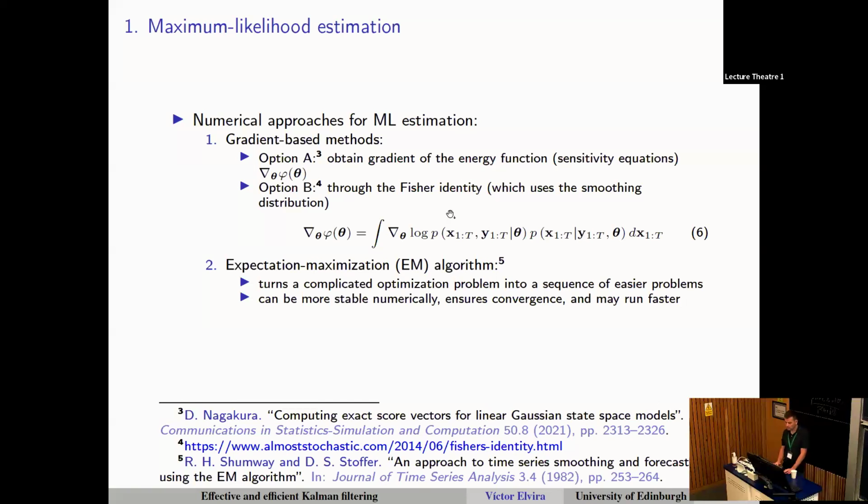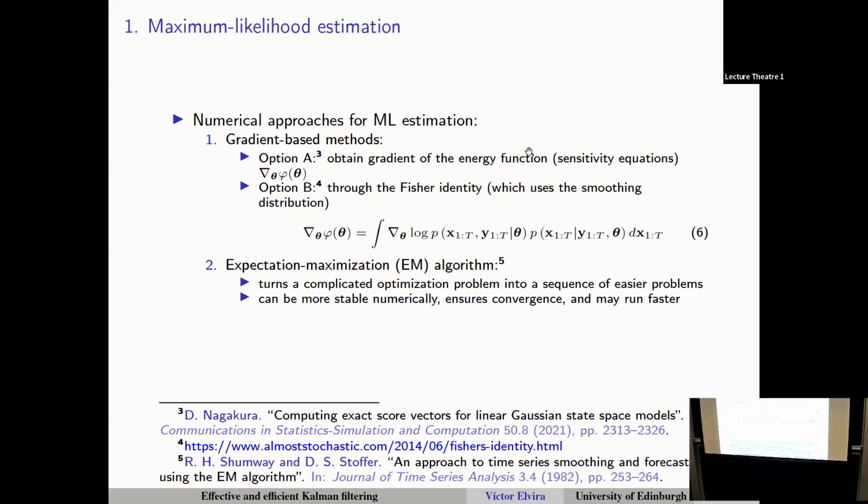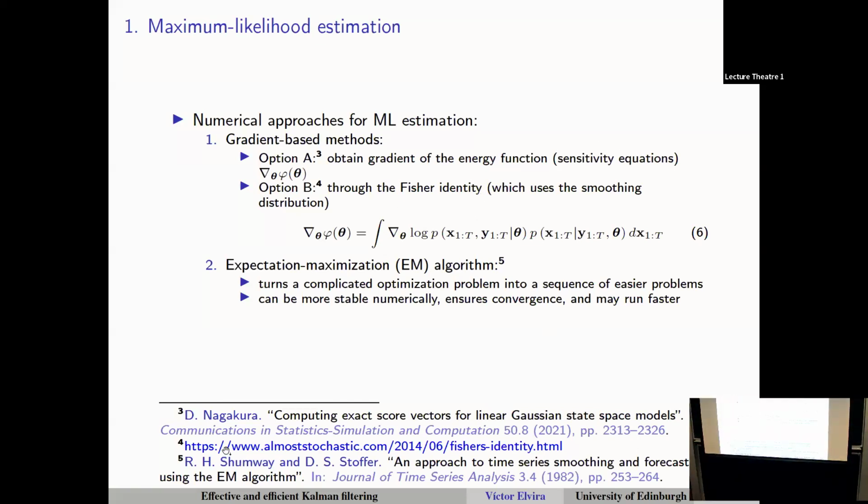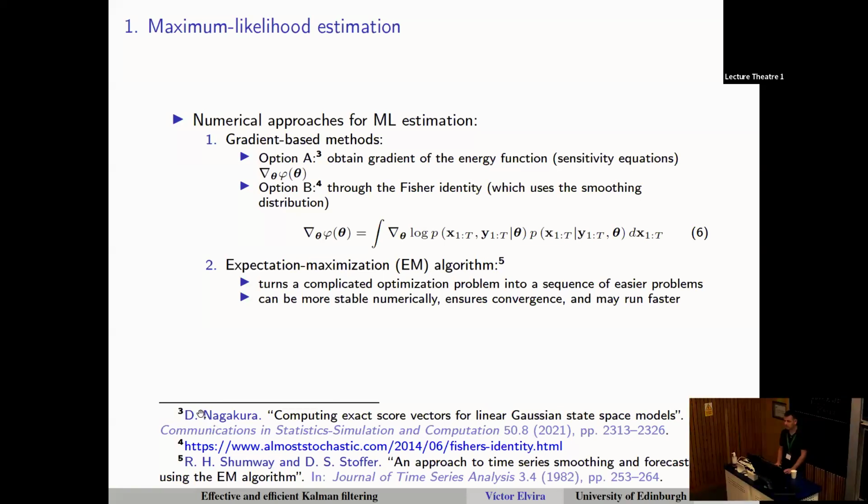Then there are two options. One option is to simply take the gradient of the energy function, from the previous slide. This is called the sensitivity equations. You can see this reference here, and also the book that Dennis mentioned yesterday, the Särkkä book, where I think they are explicit about the sensitivity equations. In this paper, you will find the gradients for the linear Gaussian case in closed form. You will see how complicated it gets, even for the simplest scenario you can think of.